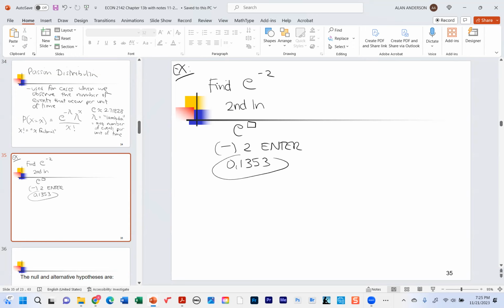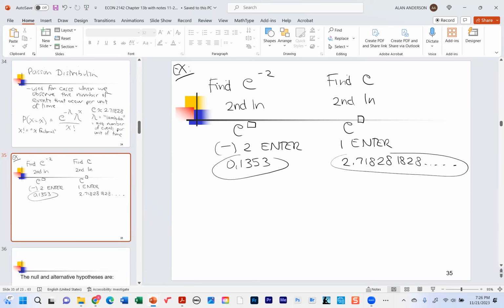And if you want to know the value of e, just e, you would do the same thing with 1. So second ln, 1, enter, and you'll see it's exactly what I said before. It's approximately 2.718281828, and it goes on and on forever.